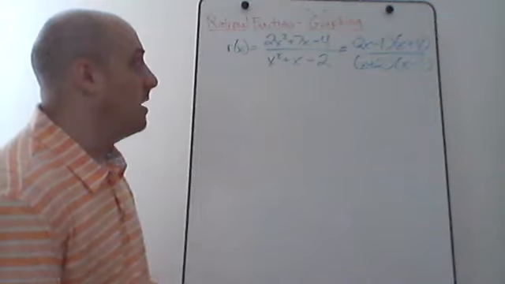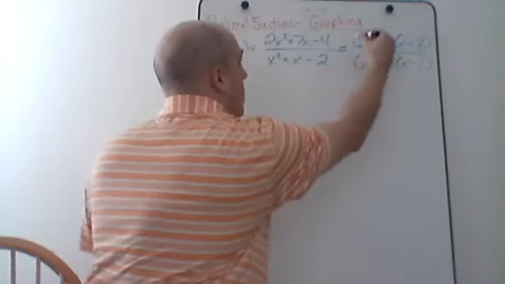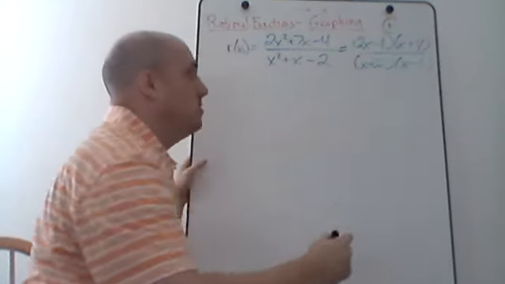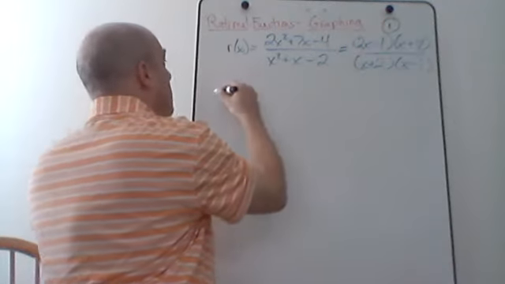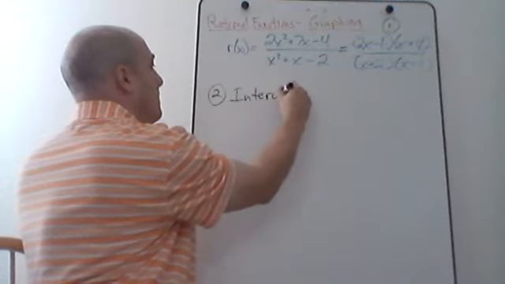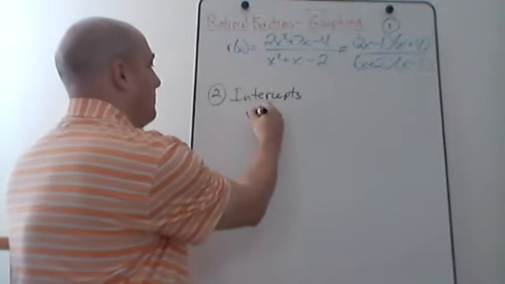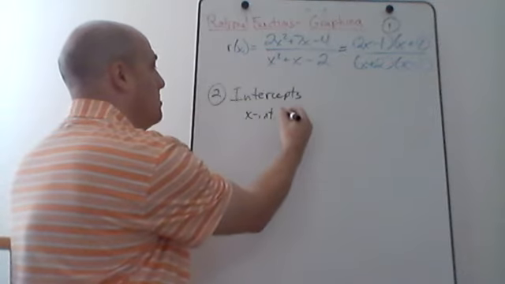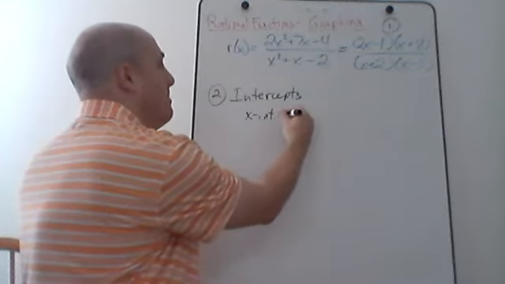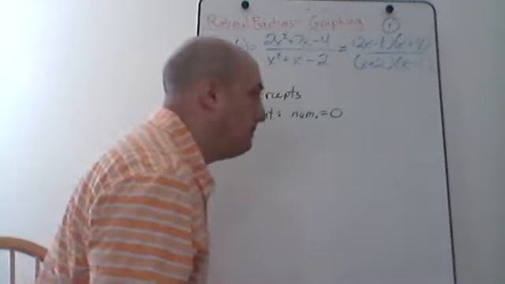Step number 2, we want to find the intercepts. All right, so I guess I can put a 1 up here. Factor the numerator and denominator. That's what we did up there. Step number 2 now, we want to find the intercepts. All right, let's do the x-intercept first. And again, it doesn't matter which one you do first or which one you do second. To find my x-intercept, I set my numerator equal to 0.